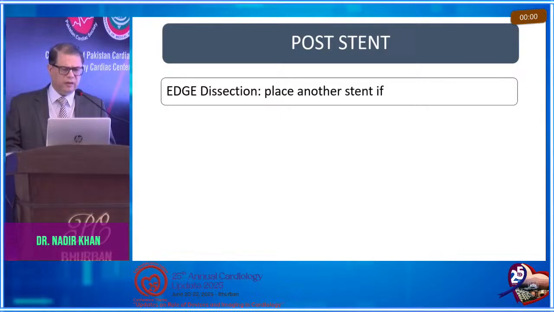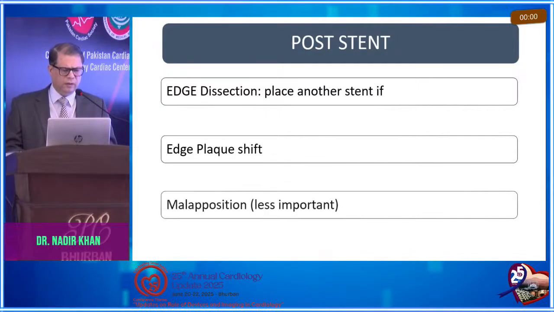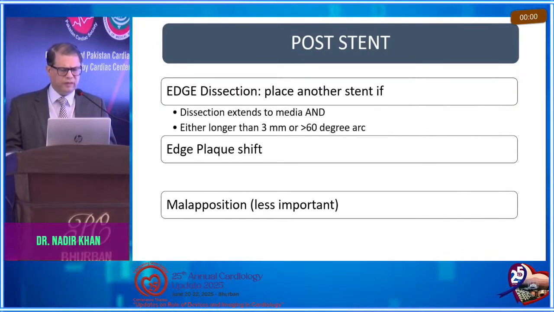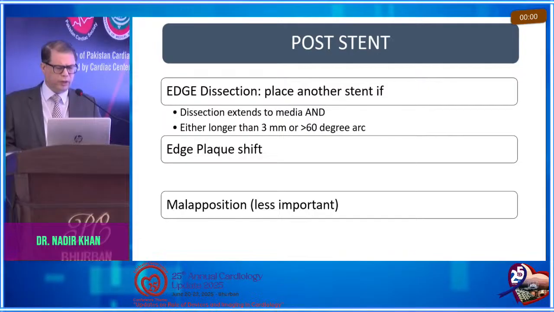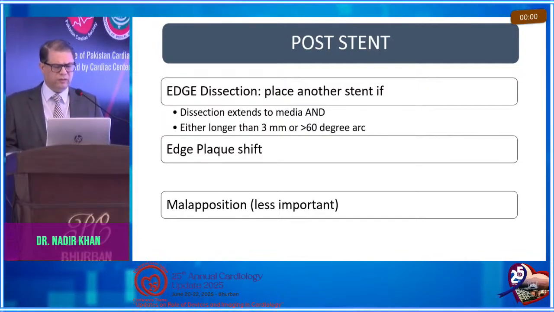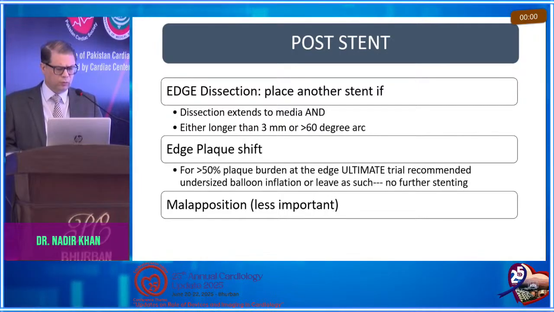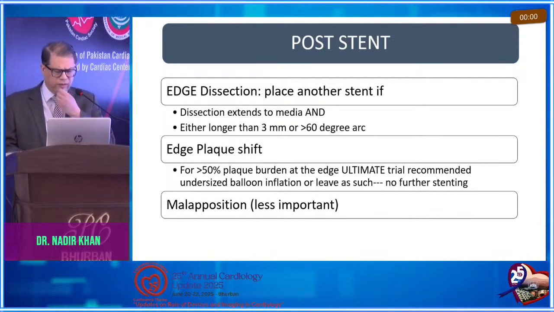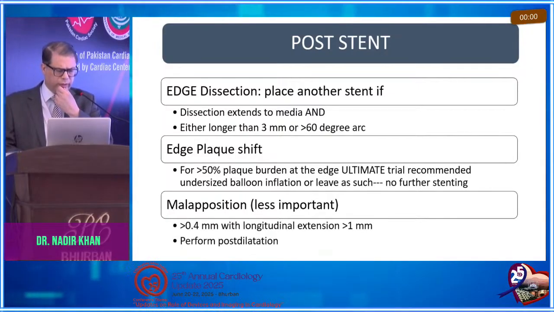Now, what to do if there is an edge dissection you see on IVUS? So you will have to place another stent if the dissection either extends to the media, is longer than 3 millimeter, or is greater than 60 degrees. So for a greater than 50% plaque burden at the edge, an undersized balloon inflation or leave as such. No further stenting is required.